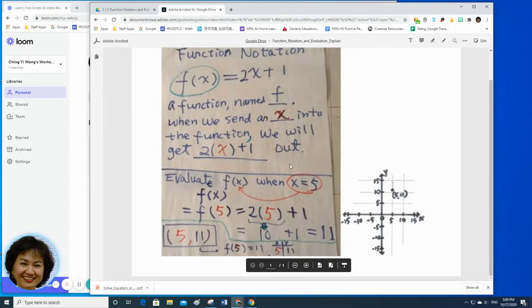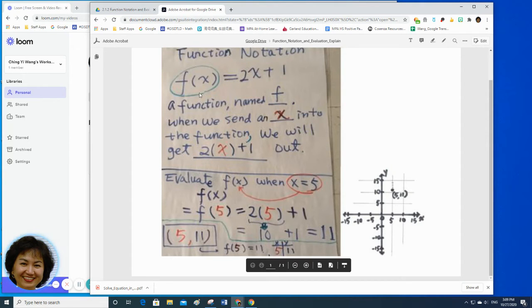We are going to talk about evaluating a function when you know what the input value is. So the x value is given. In other words, we are plugging this value into that x position and seeing what that function will give us. That will be our output.